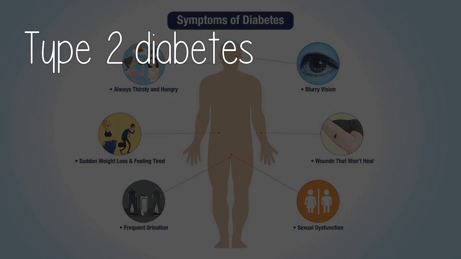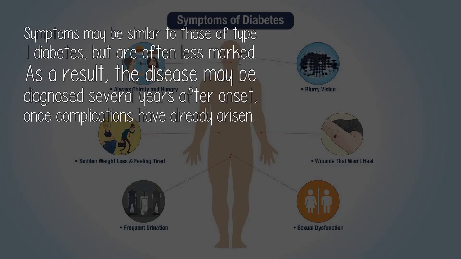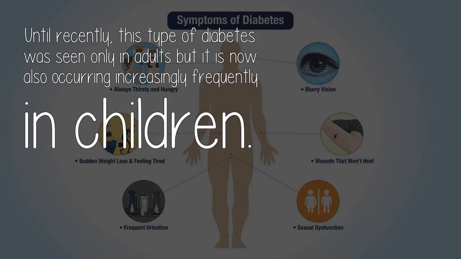Type 2 diabetes, formerly called non-insulin dependent, or adult onset, results from the body's ineffective use of insulin. Type 2 diabetes comprises the majority of people with diabetes around the world, and is largely the result of excess body weight and physical inactivity. Symptoms may be similar to those of type 1 diabetes, but are often less marked. As a result, the disease may be diagnosed several years after onset, once complications have already arisen.